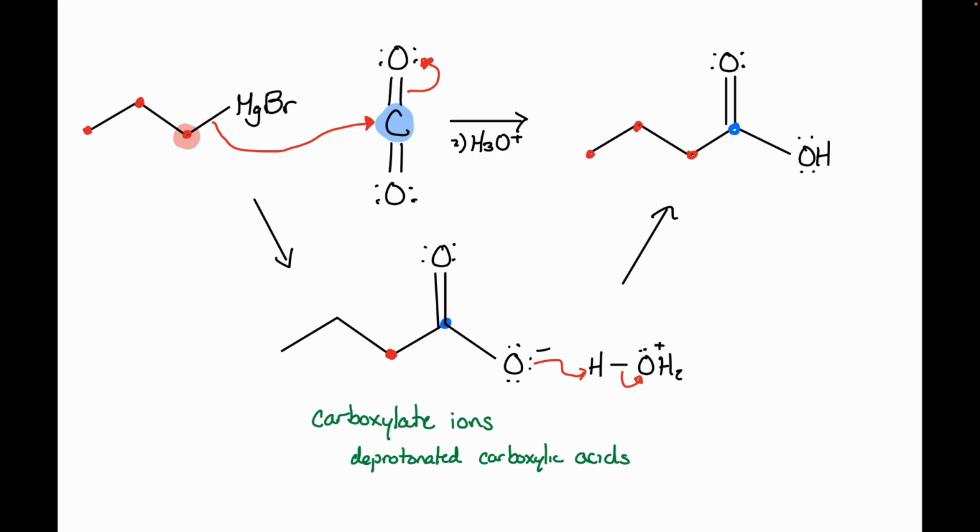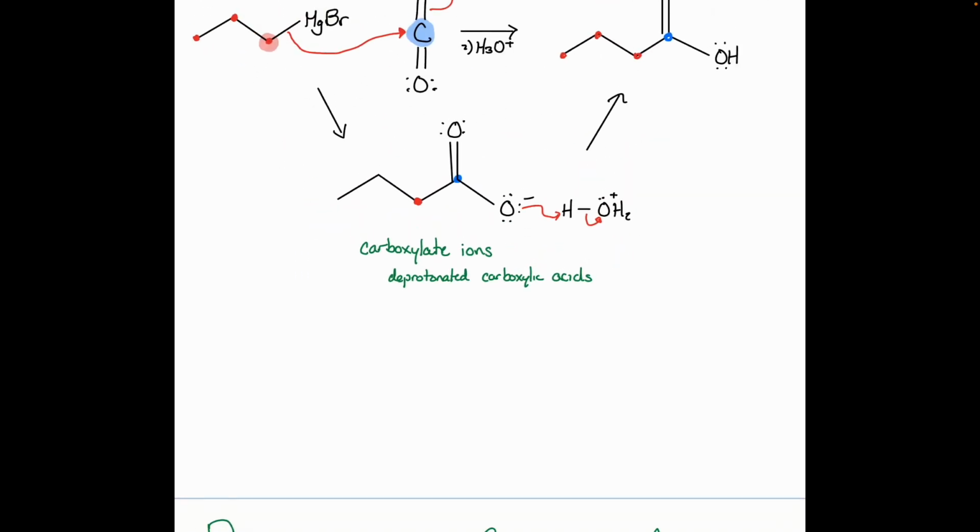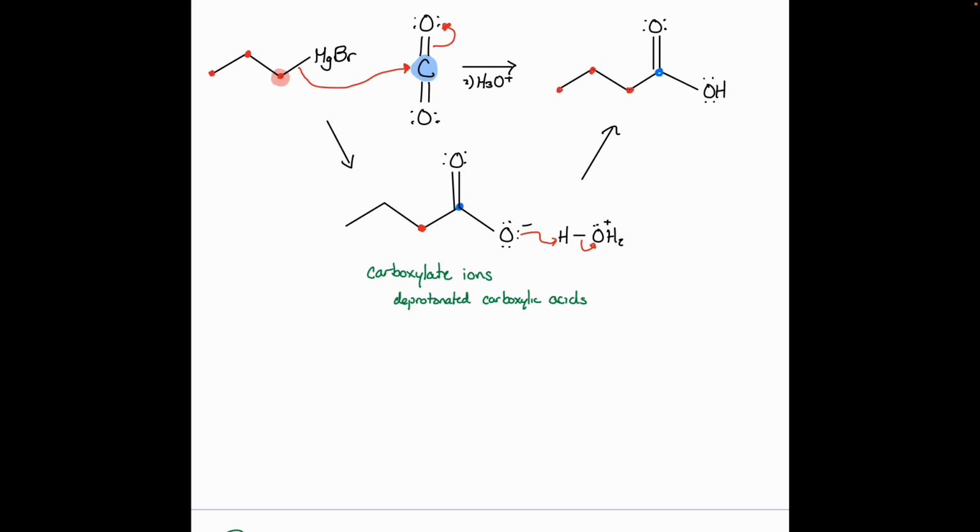Cool. All right, so how do we prepare carboxylic acids? We can use a Grignard or our oxidation reactions to do it. If we just want to summarize this reaction real quick into that more general form, we have our Grignard plus carbon dioxide, and then our acidic workup.